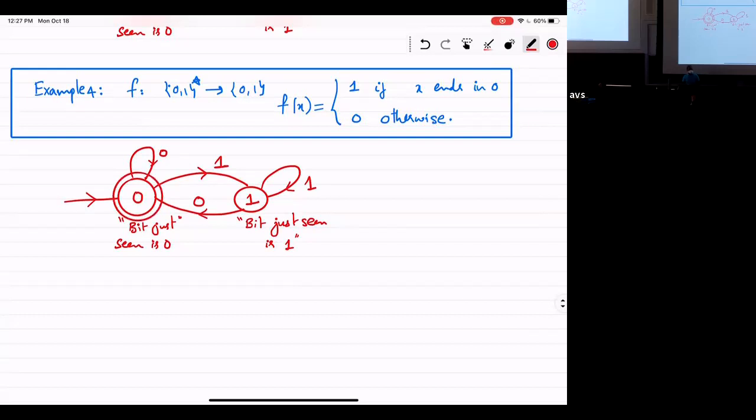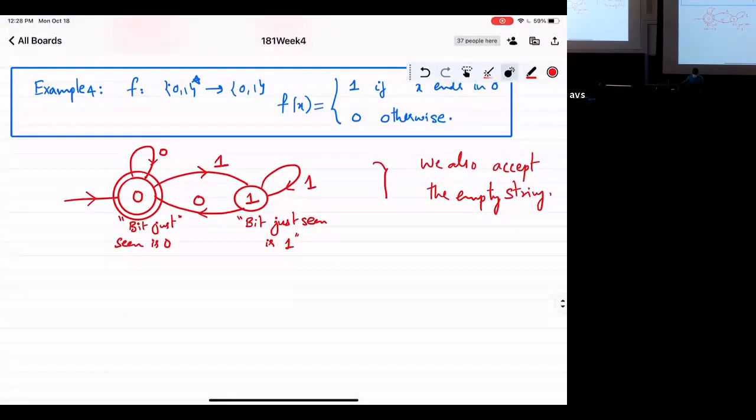Okay. So the only change I need to make is to redraw it. But our starting state is 0, right? So wouldn't that accept the empty string, right? Okay. So that's a good point. As given, that means that we also accept the empty string. That's an excellent point. And maybe that's what our function is. Or if you don't want that to happen, what should I do then? Any suggestions?